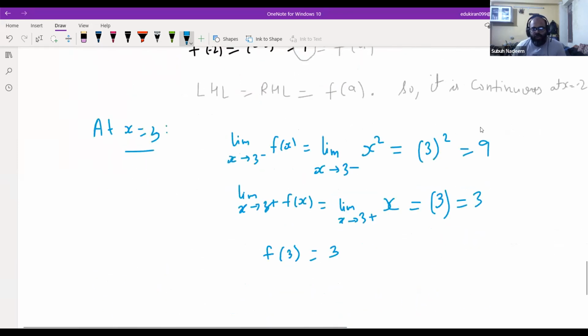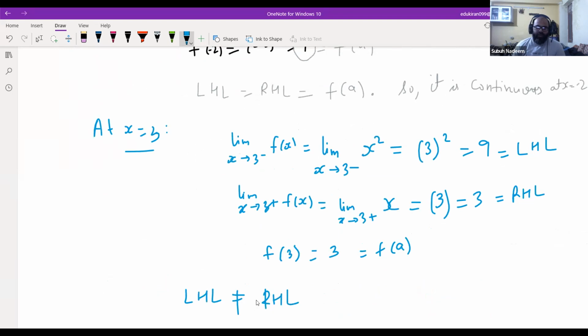So here you can see that the left hand limit, the right hand limit and the value of the function are not all the same. Left hand limit is not equal to right hand limit. The right hand limit is equal to the value of the function, but all three need to be equal. So it is not continuous at x equal to 3.